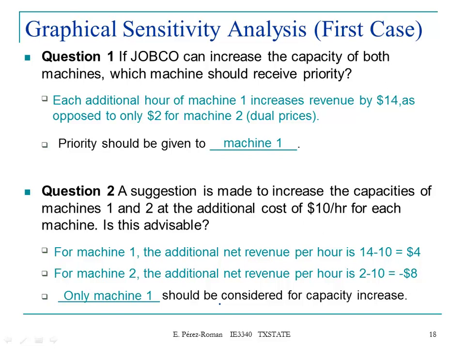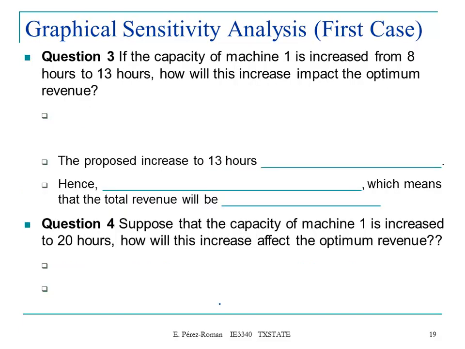So as you can see, the first question basically makes you make a decision between one or the other. The second question is just for both of them. You have the chance to increase the capacity. Would that be admissible or not? Then you make a conclusion based on the dual prices.